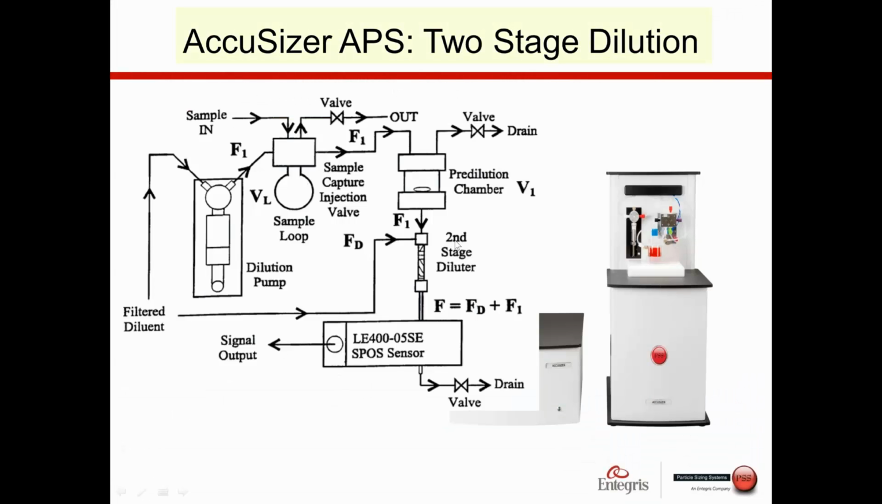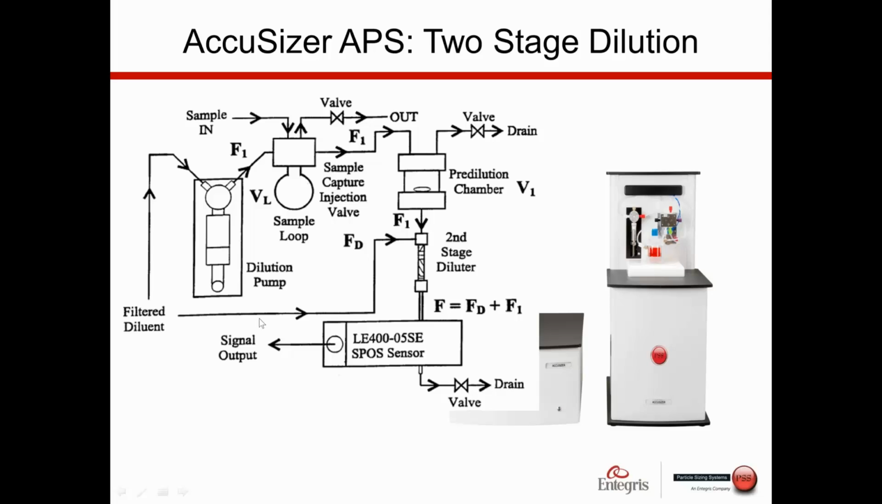The next laboratory system we'll talk about is the AccuSizer APS. Here we have a two-stage dilution system which allows us to work at higher concentrations. And as you look at this diagram, this is the first time we show this concept of a sample loop. So a typical way to use a system is we fill the sample loop, and then this sample loop volume is brought into a dilution chamber.